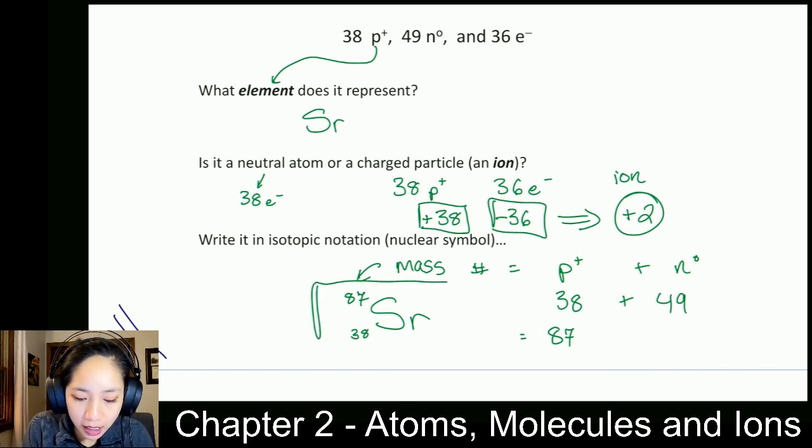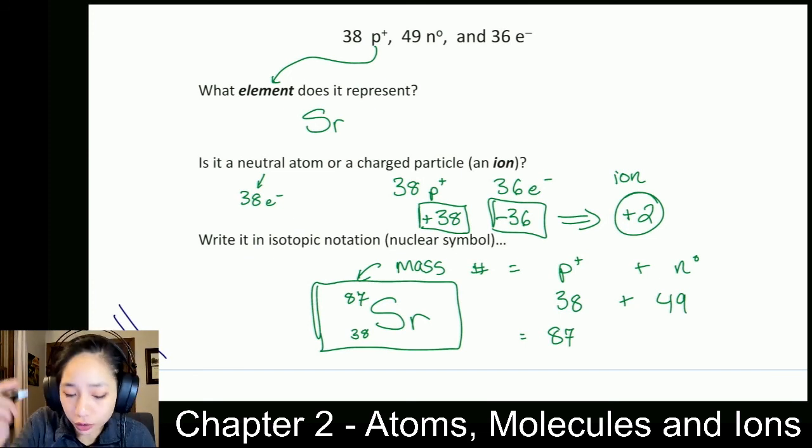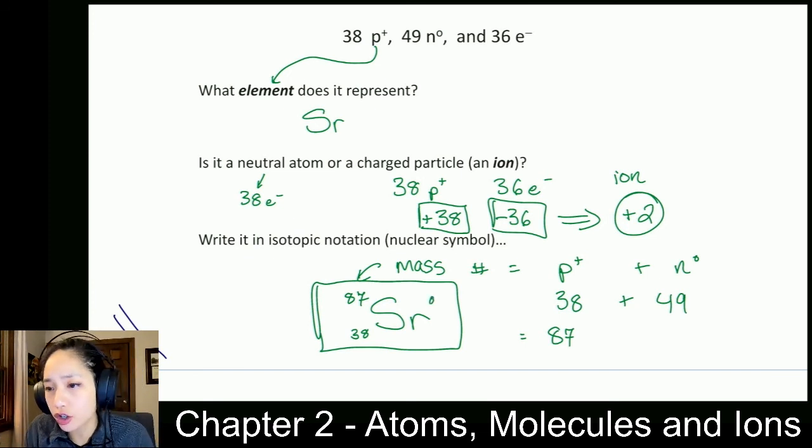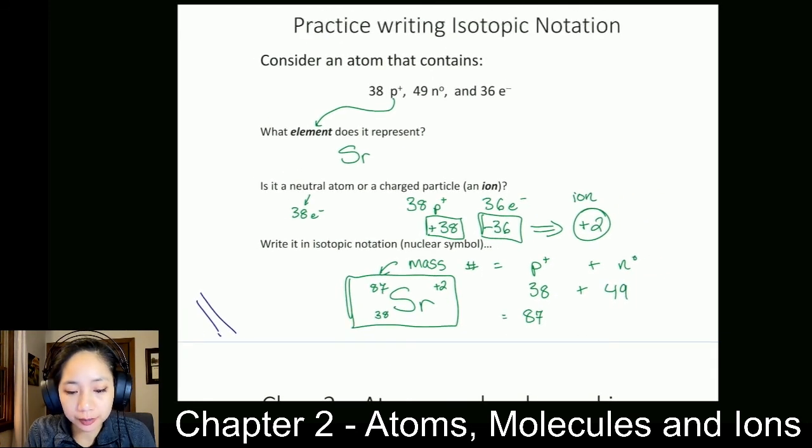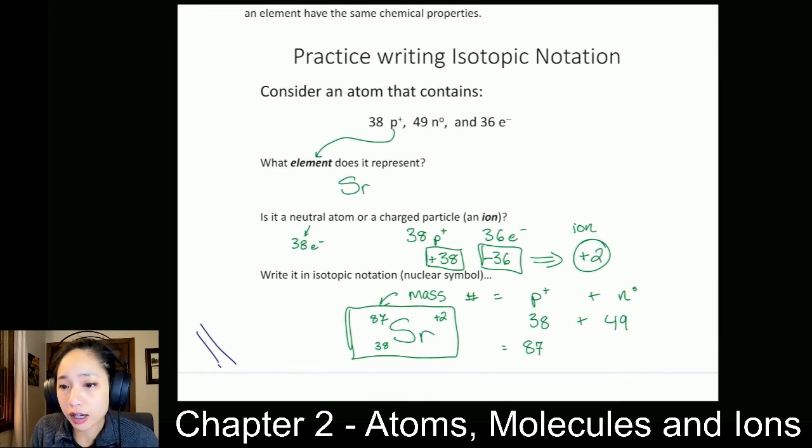We would be done if this were a neutral atom. We would just put a 0 charge in the corner to indicate that it's neutral. But in this case, it's not a neutral atom. It's an ion because the number of protons and electrons are different. So instead of a 0 for neutral, we put the +2 charge to indicate the total charge of the ion, because there are fewer electrons than protons for this particular ion. And so that goes over history and some nuclear symbols of atoms. Next, we will talk about molecules and atomic masses.